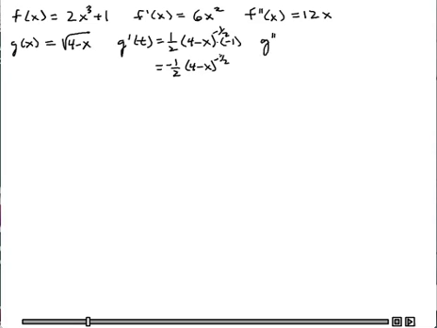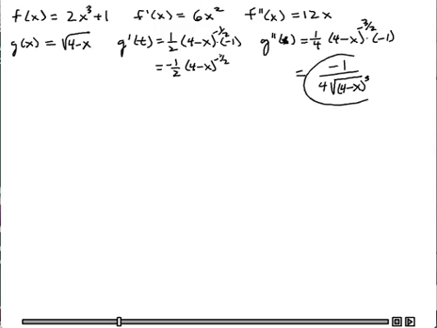Now to take the second derivative, I would have a positive 1/4 (4 minus x) to, and we'll subtract 1 from the minus 1/2 to get a minus 3/2. And again, don't forget to take the derivative of that inner function. That'll leave me with a negative 1 over 4. I'm going to take that (4 minus x) to the minus 3/2 down to the denominator and write it as the square root of 4 minus x quantity cubed. So my second derivative.